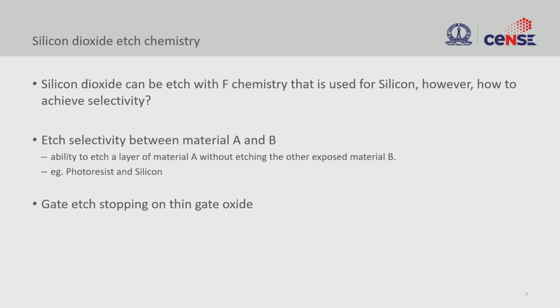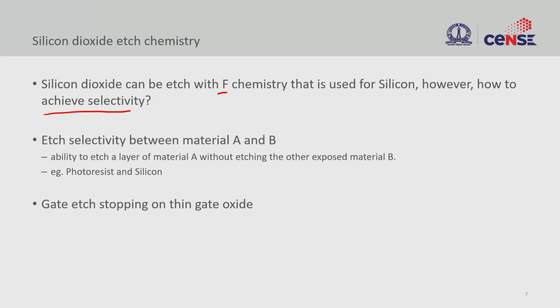So let's look at silicon dioxide chemistry. Fluorine also etches silicon dioxide. It attacks both silicon and silicon dioxide. Etch rates could be slightly different, but it attacks. But what you want to do is to achieve selectivity. So if I am etching silicon dioxide, I only want to etch silicon dioxide while silicon is unaffected. Similarly, if I am etching silicon, I don't want the chemistry to attack silicon dioxide.